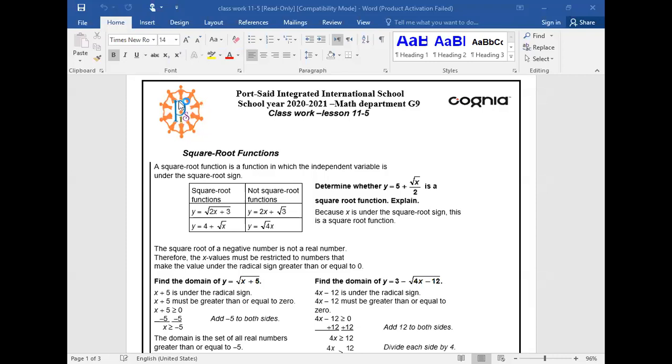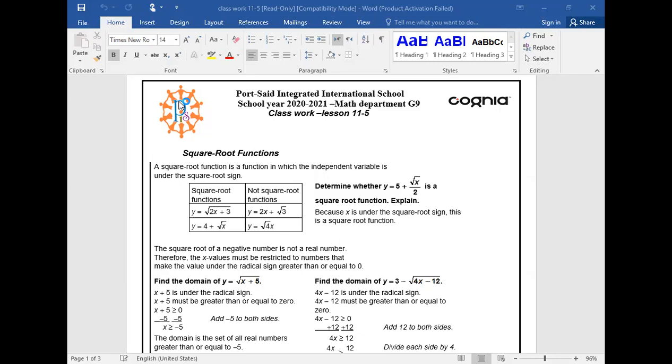Hello, grade 9. Today we are going to study lesson 11.5, which is talking about square root functions. A square root function is a function in which the independent variable is under the square root sign. And as you know, the independent variable is like the input, which we can denote by the letter x. Then, let me give you an example.